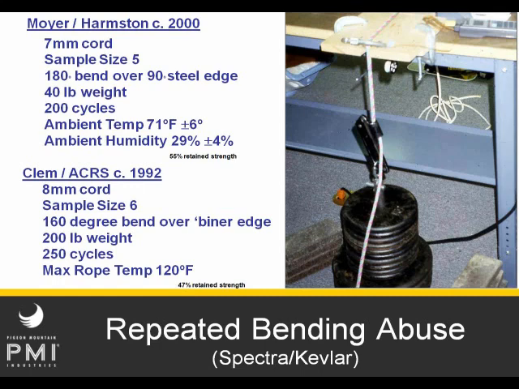Similar tests were done by Tom Moyer and Chris Harmston in about the year 2000. In these tests, very similar cord, 7mm Spectra Kevlar blends, were bent 180 degrees, this time over a 90-degree steel edge, so it was a little bit of a sharper edge, but it was only a 40-pound weight. They ran 200 cycles across this, and again, the rope lost about 50% of its strength. So the take-home message is that the Spectra Kevlar blend, and I can tell you from experience that the culprit was the Kevlar here, the Kevlar rope actually, just through repeated bending abuse, will lose a certain amount of its strength. In fact, a good bit of its strength.